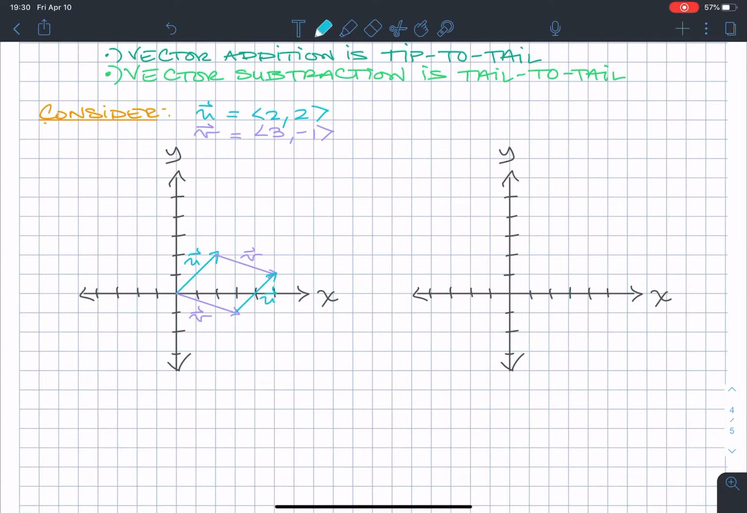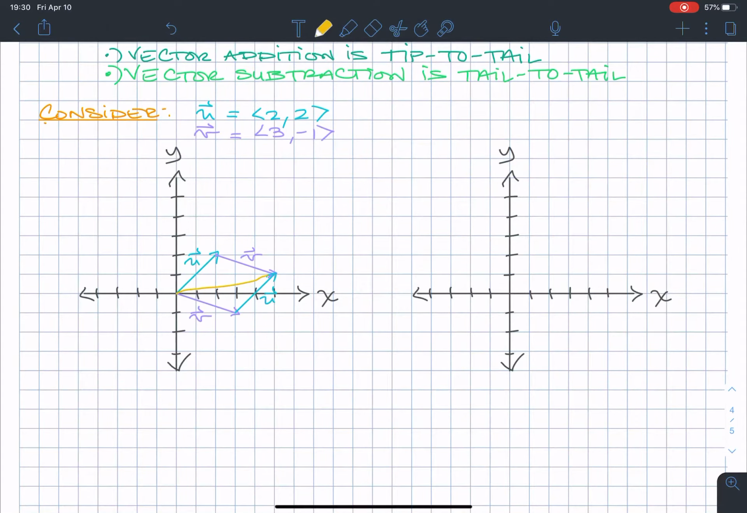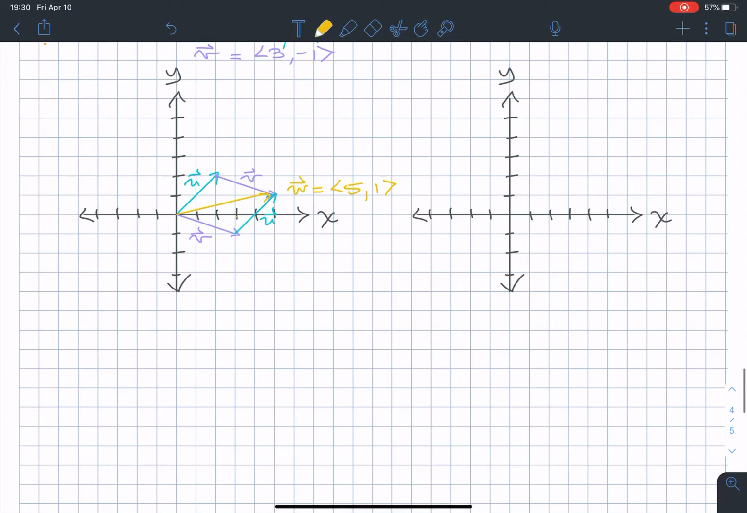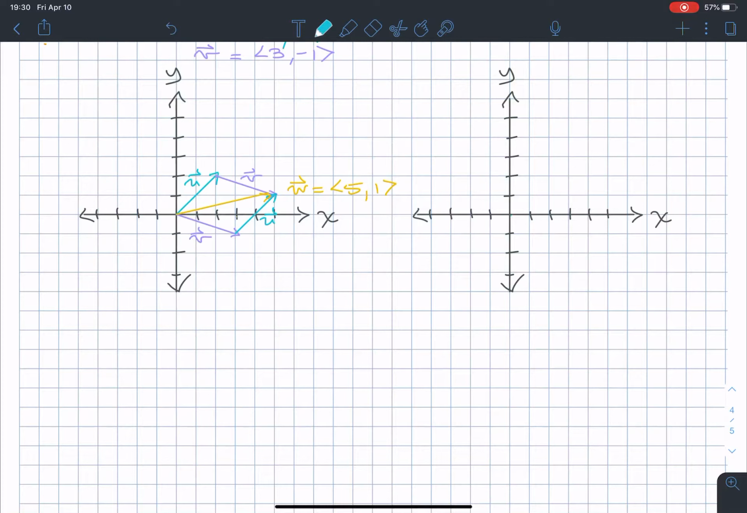Okay, so I've created a parallelogram with these vectors. And now let's look at the diagonal of the parallelogram. So let's call the diagonal w. So w in this case is over 1, 2, 3, 4, 5, and up 1. Okay, so now let's go ahead and do the same thing over here. So we've got u to the right 2, up 2. This is u.